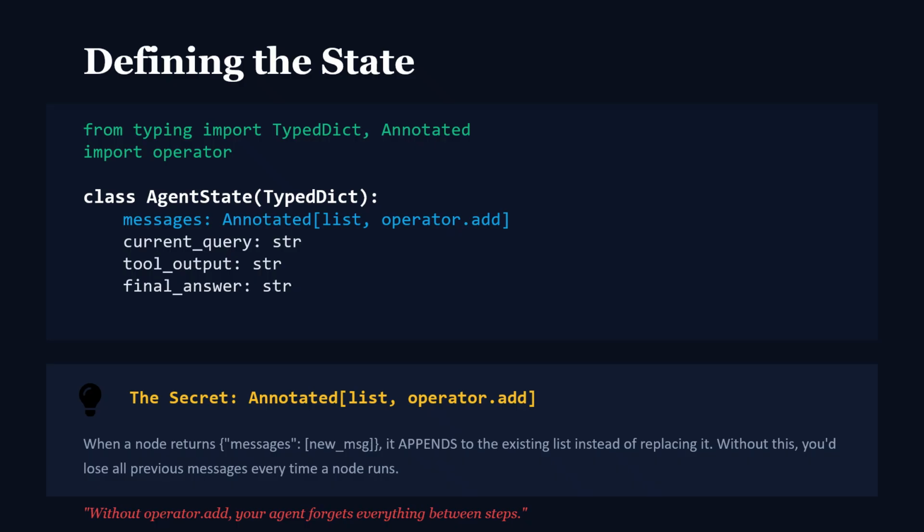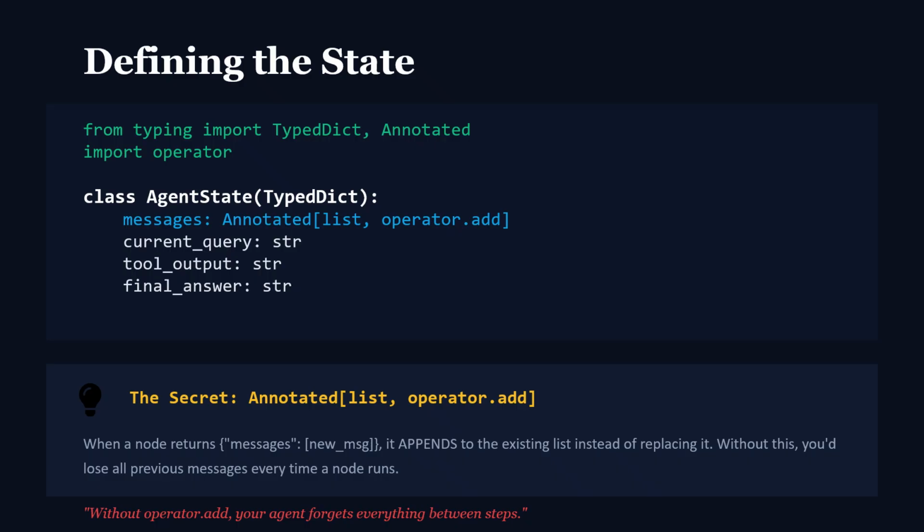Now, look at the highlighted line. messages uses this special Annotated syntax, that is Annotated[list, operator.add]. This is crucial to understand. Normally, when a node returns a dictionary with the key messages pointing to a list with one new message, Python would replace the entire messages list. You would lose every previous message. With operator.add, returning that same dictionary appends the new message instead. The old ones stay. The new one gets added at the end.